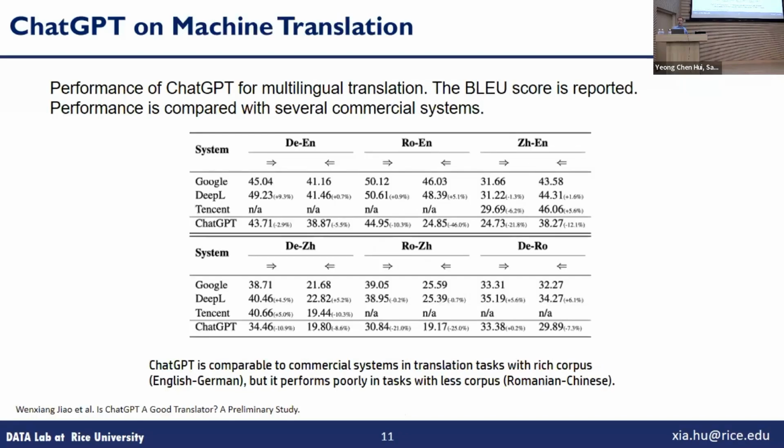Another task I would like to mention here is called machine translation. And also we compare ChatGPT with other commercial systems, such as Google, DeepL, and Tencent systems in terms of the translation task.